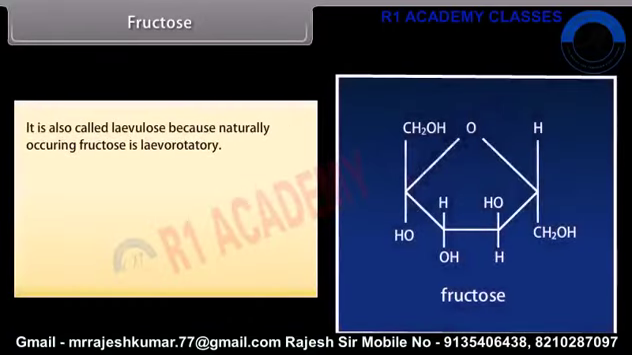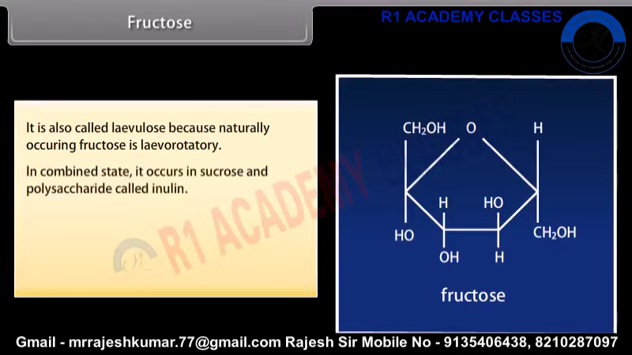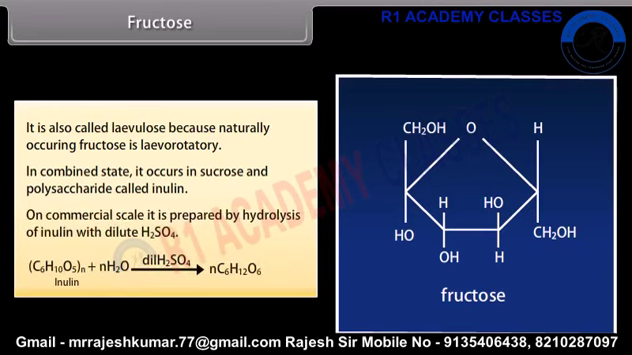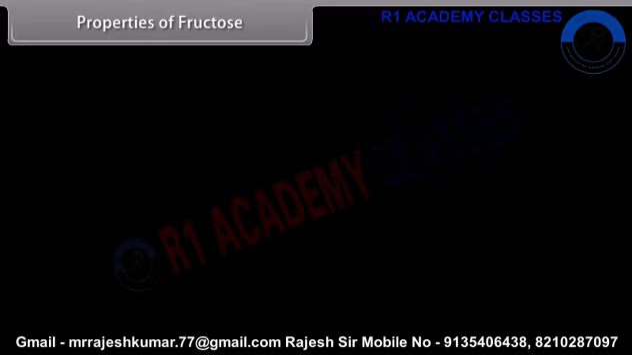It is also called levulose because naturally occurring fructose is levorotatory. In combined state, it occurs in sucrose and the polysaccharide called inulin. On commercial scale, it is prepared by hydrolysis of inulin with dilute H2SO4. Properties of fructose. The important properties of fructose are the following.